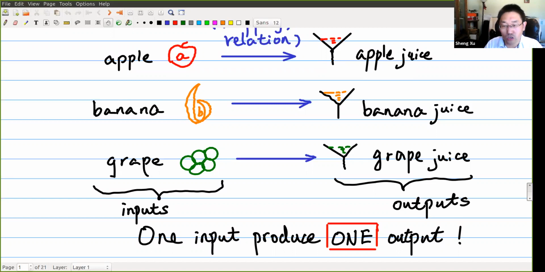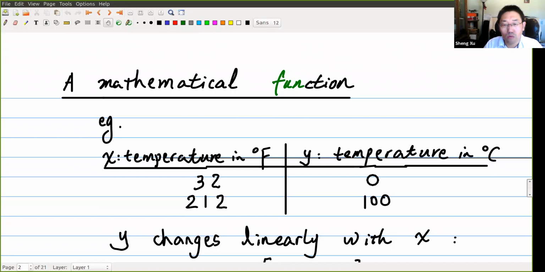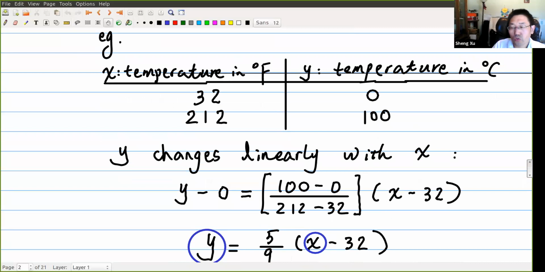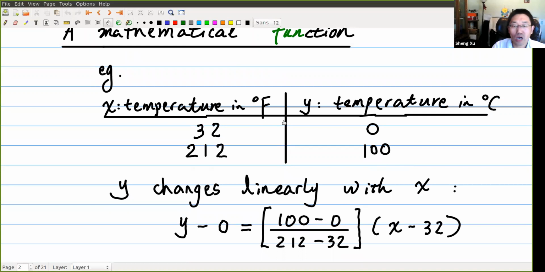So what is a mathematical function? To give you an example, in the last homework problem, I asked you to establish a relation between temperature in Fahrenheit and in Celsius. This is a quick review of what we learned in the previous lecture. Suppose temperature in Fahrenheit is represented by this symbol, or say variable, X. The same temperature can also be told in Celsius, so this Y variable is the same temperature in Celsius.